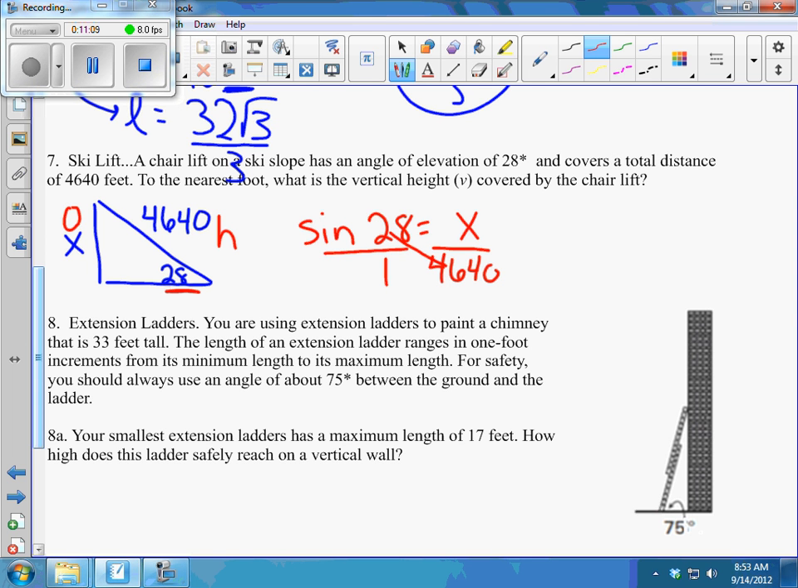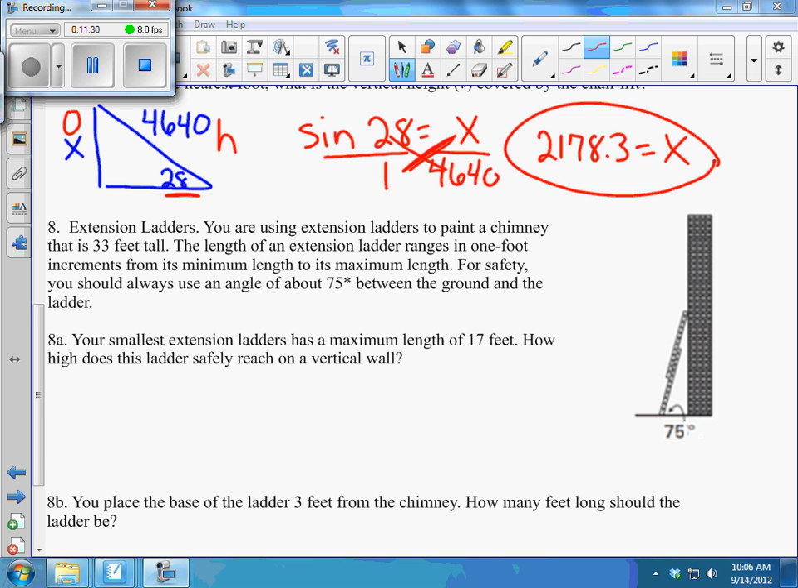And from there, I can just do my cross products. Sine of 28 times 4,640 is 2178.3, and that would be the same as x times 1, and I'm done. There's my answer. All right, that's it. I'm going to stop here because the bell's about to ring, and I'll pick up in a little bit.